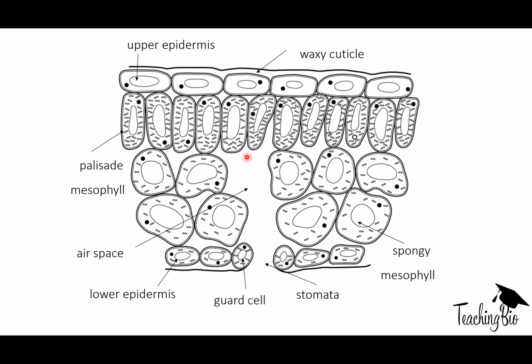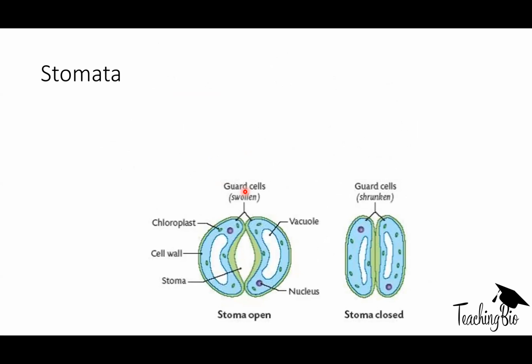And then again, there are these air spaces which are important to allow for that exchange system. We've got the waxy cuticle, which is an important adaptation to allow for this waterproofing mechanism as well. And we've got different types of mesophyll. You've got palisade mesophyll and spongy mesophyll, and the two layers of the epidermal tissues.